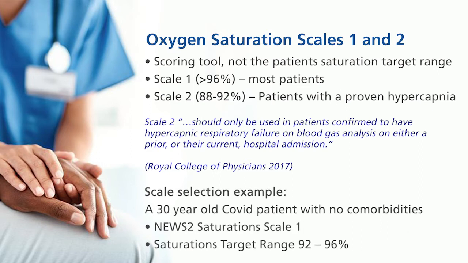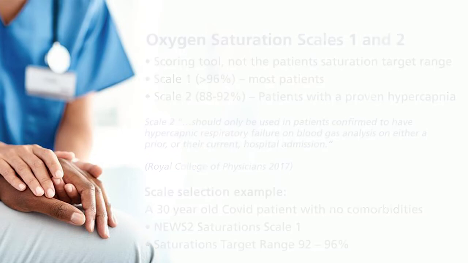An example of this would be a 30-year-old patient with COVID, which is something we see commonly at the moment. Patient has no comorbidities. The correct saturation scale would be scale 1. However, with COVID, as many of us are aware, the target saturation range generally is 92 to 96.